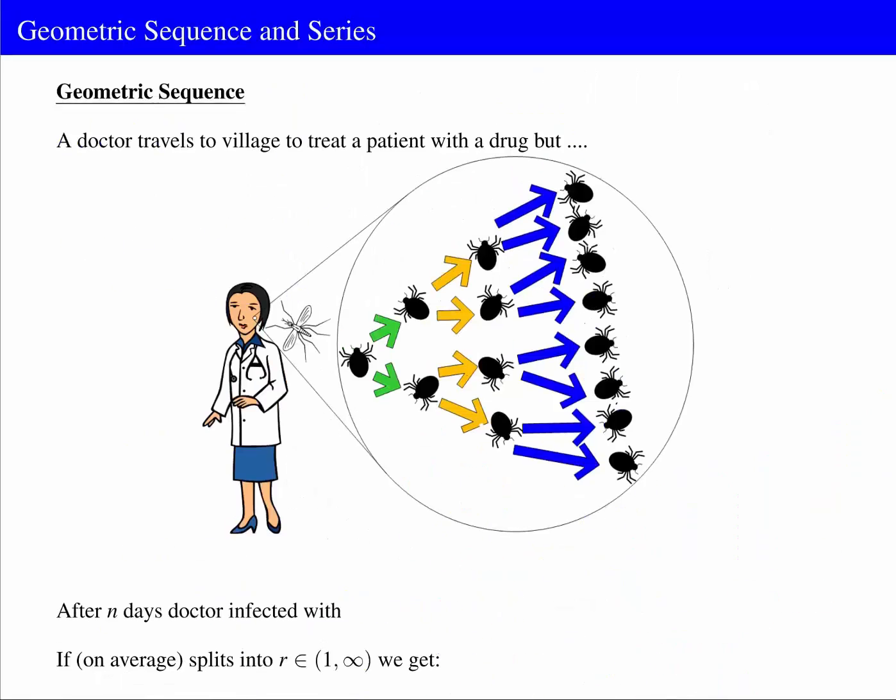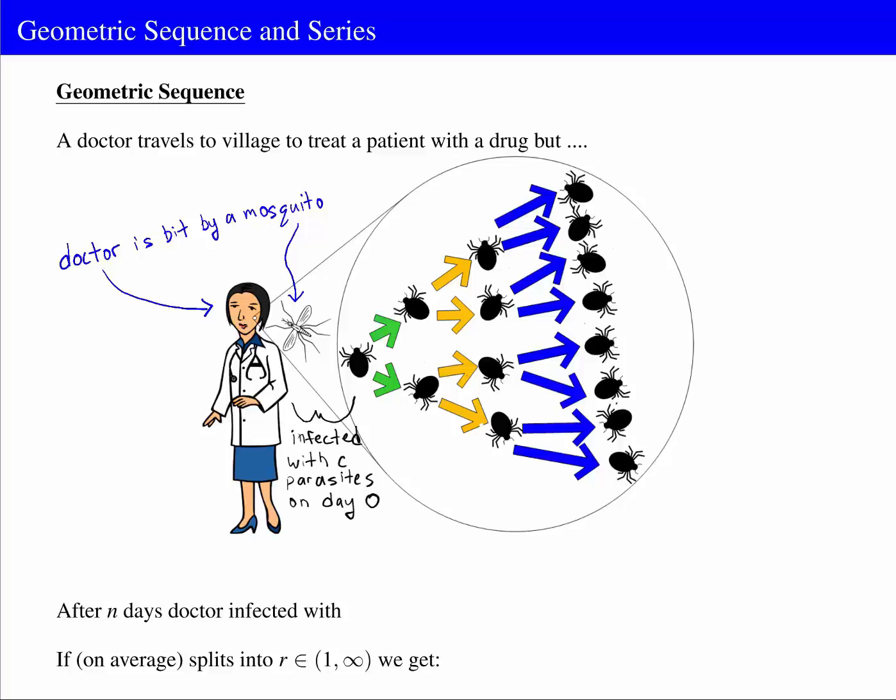Let's start. A doctor travels to a village to treat a patient with a miracle drug. But the doctor there is bit by a mosquito carrying malaria. On day 0, she was infected by C parasites, and each parasite doubles in her body daily. The growth from one parasite, i.e. when C is equal to 1, looks something like the following.